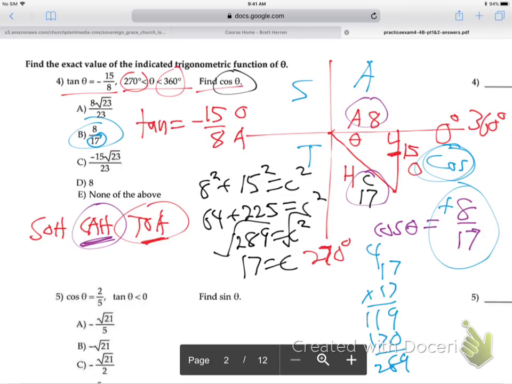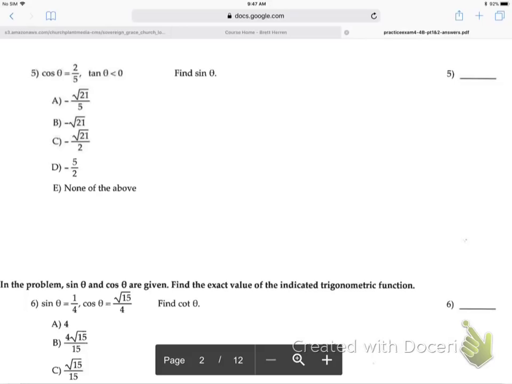Let's try number 5. Cosine of theta is 2/5, tangent theta less than 0. Find the sine. First thing you got to do is figure out which quadrant that's in.